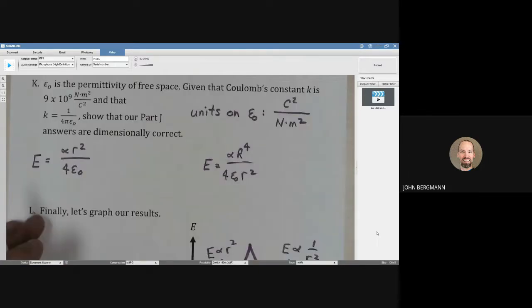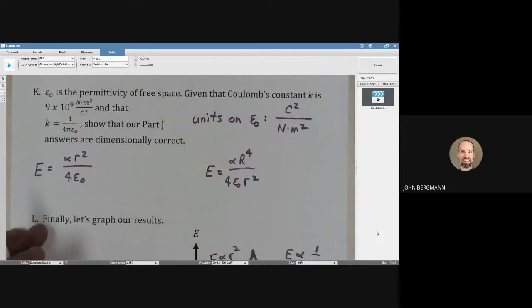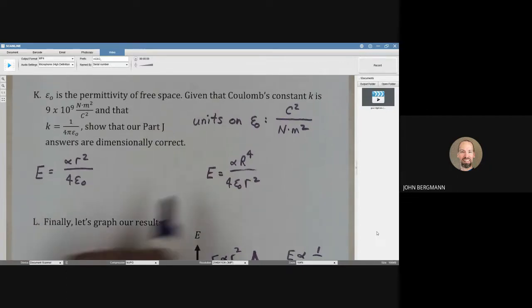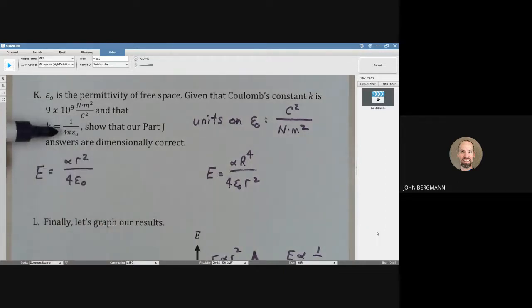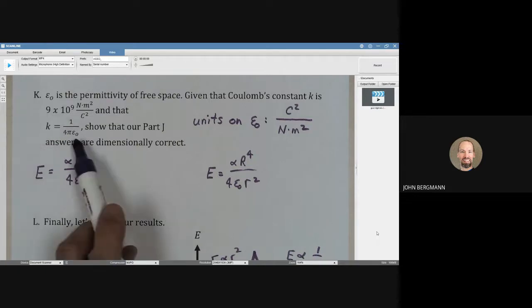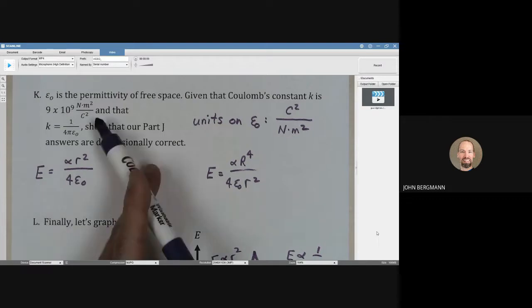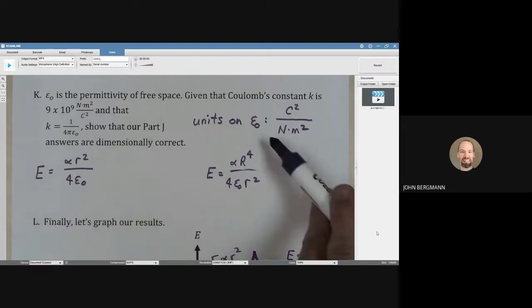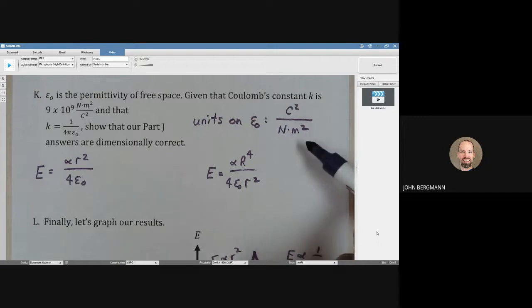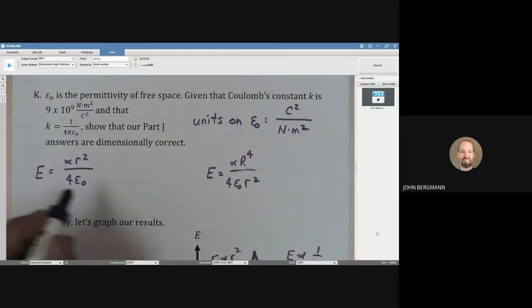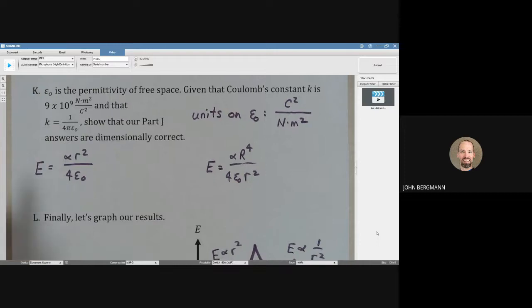All right, last page here. Epsilon naught is the permittivity of free space, and Coulomb's constant K is 1 over 4 pi epsilon naught. So K and epsilon naught have inverse units. If K is newton meter squared per coulomb squared, then epsilon naught is coulomb squared per newton meter squared. What does that show us about the units here? The electric field is in newtons per coulomb, so the question is, does our expression yield that?